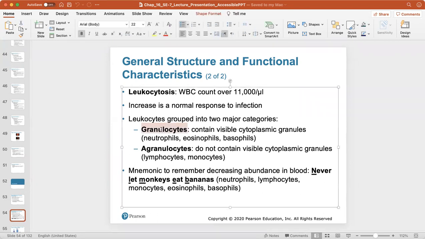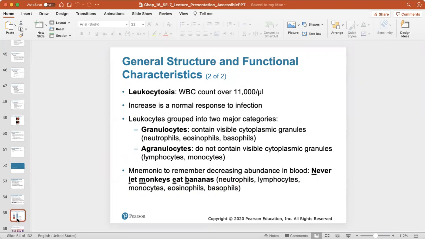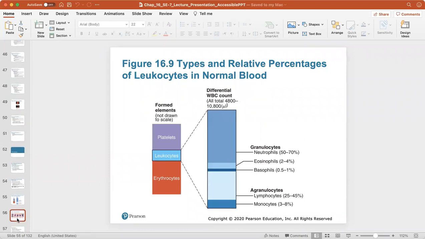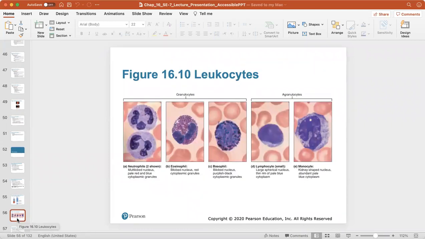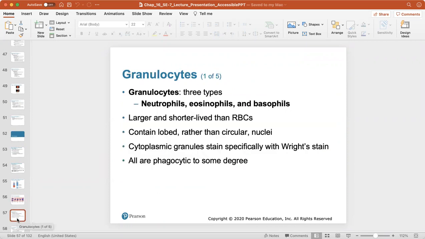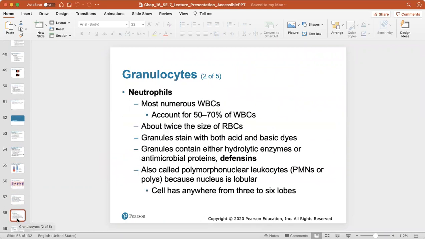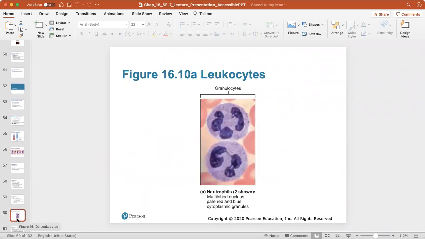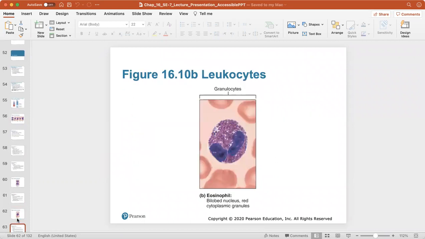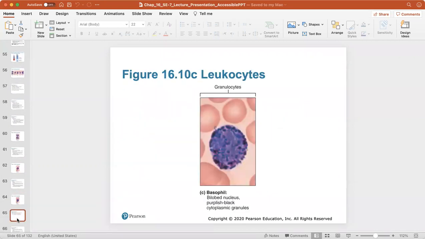They can be granulocytes or agranulocytes, and there's a mnemonic to remember the 5 types of leukocytes with decreasing abundance in blood. I'm going to skip over this section. You are responsible for this information, and I'm hoping you touched on this in anatomy. So review the 5 types of leukocytes, knowing what they look like and which is the most prevalent, starting with the granulocytes and then going to the agranulocytes. So that is the leukocyte section.